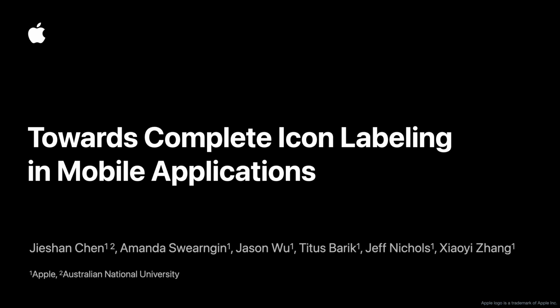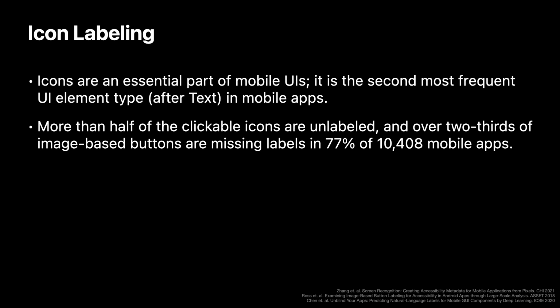Towards complete icon labeling in mobile applications. As the second most frequent UI type, icons expose important functions of mobile apps. However, icons are not accessible by their nature and require developers to add labels. Existing research indicates the severe accessibility issues of missing labels. Over half of clickable icons are unlabeled, and over 2/3 of image-based buttons are missing labels in 77% of mobile apps.